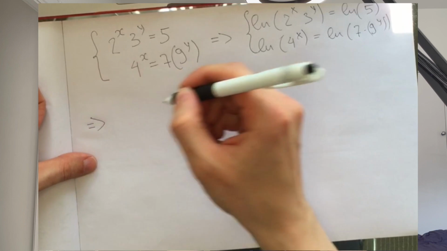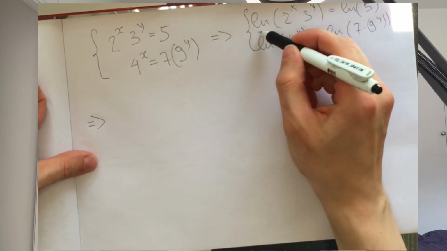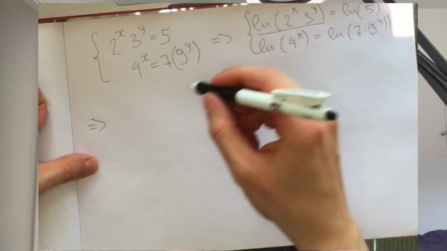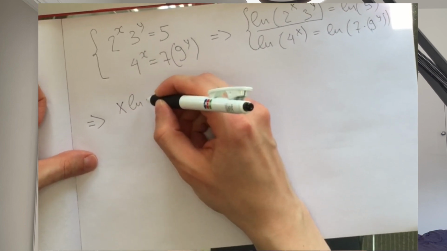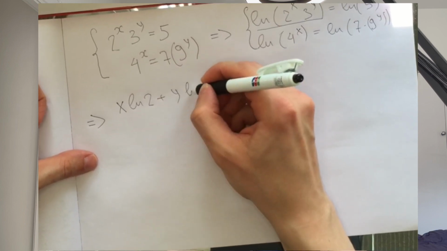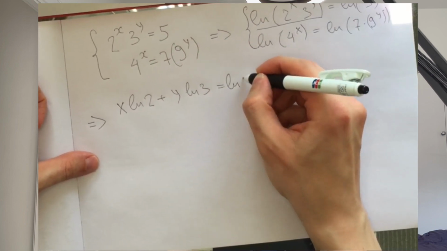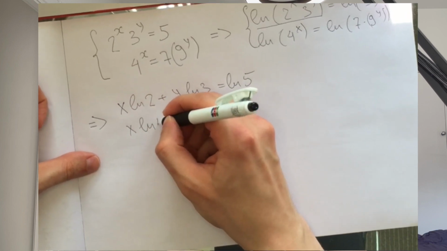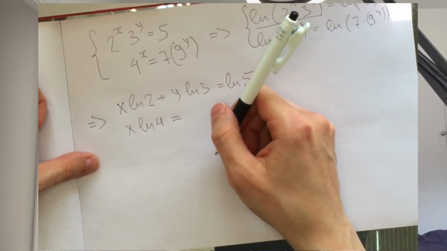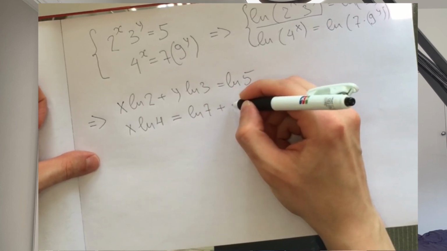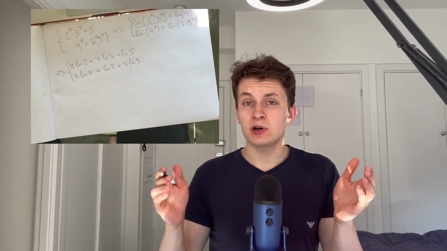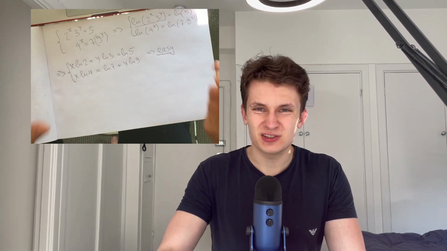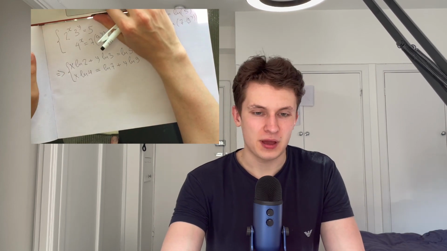Right, so now we can simply use the rules of logarithms, so we can split this product inside logarithm into addition of logs, and then we can bring the powers down. So we will basically get x ln 2 plus y ln 3 equals ln 5, and down there we will get x ln 4 equals ln 7 plus y ln 9. It's a system of simultaneous linear equations, and, well, we can do it. So let's not waste time. It's just the first problem. In the real exam, I would complete it.